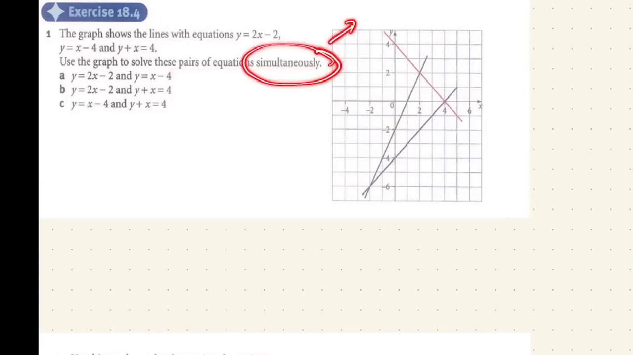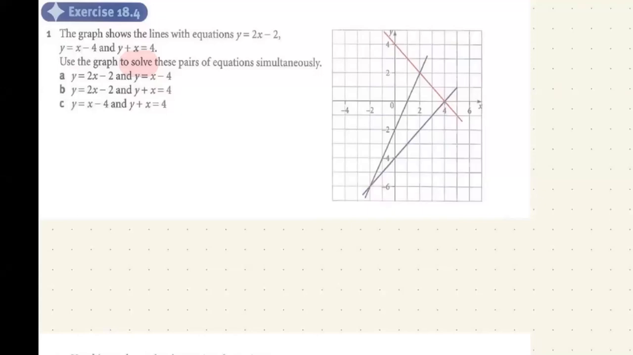Simultaneously means you need to see the intersection, where they intersect each other. You can see this is one solution, this is another solution, and this is also another solution. The solution is the answer for this question, because we need to solve it.